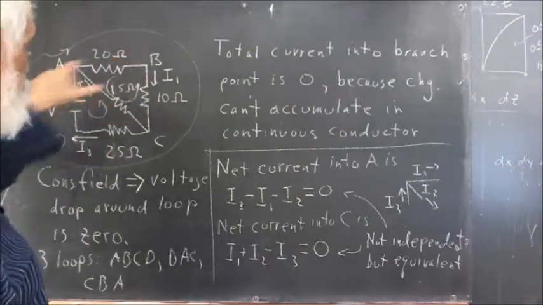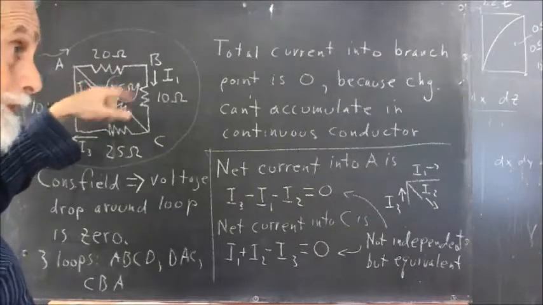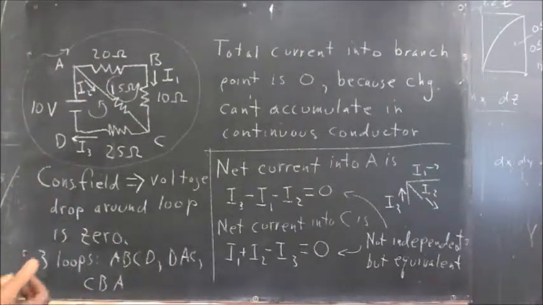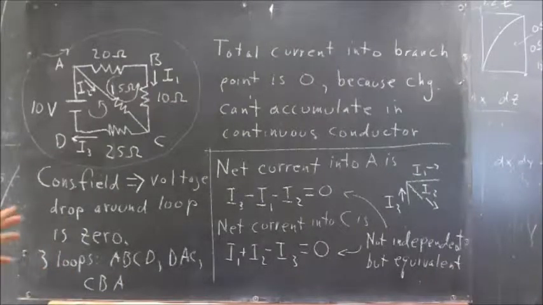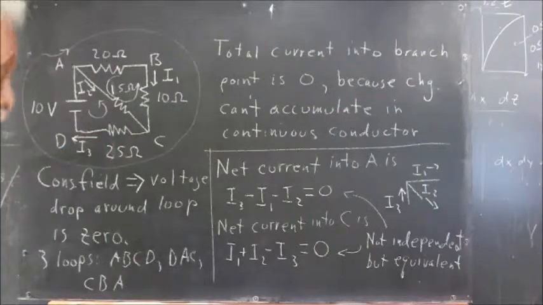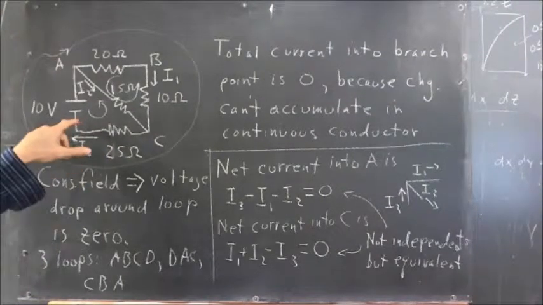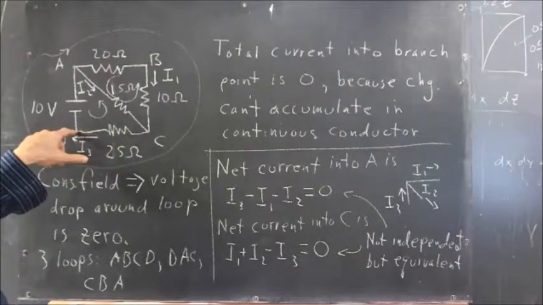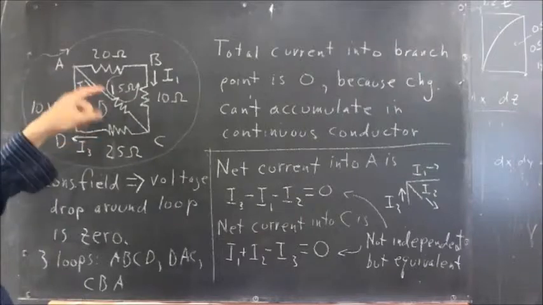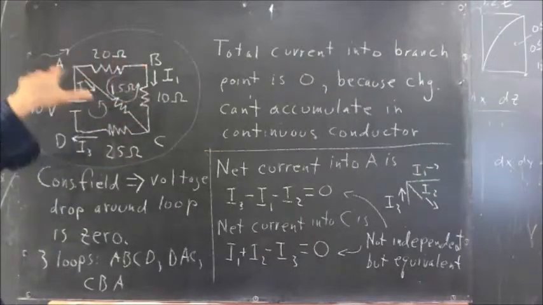Actually, we'd want to go this way because the traditional way to run a loop is counterclockwise, keeping in hand with right-hand rules and other conventions. You don't have to run them counterclockwise, but it's often a good idea. So we have this loop here that runs, if we go counterclockwise, D to C to A to D, and this one C to B to A to C.